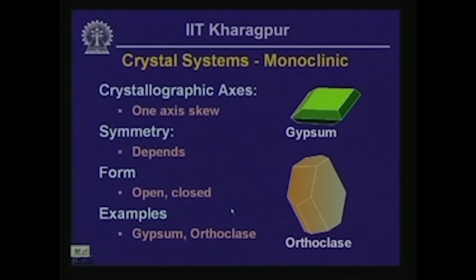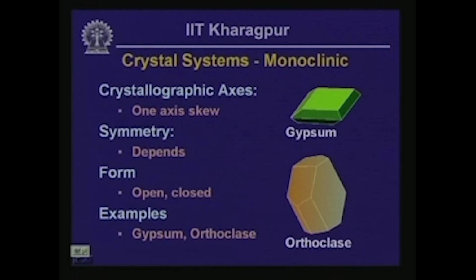So, the next one of the crystal systems is called the monoclinic crystal system. The name makes it very clear what is meant by this type of crystal, by this type of geometry. Mono means one and clinic means inclined. So, here one of the axes is going to be skew to the other axes.